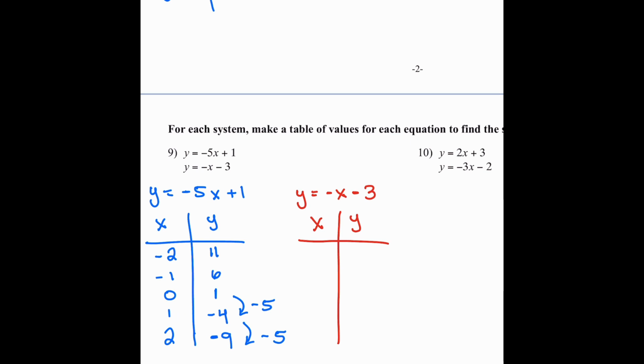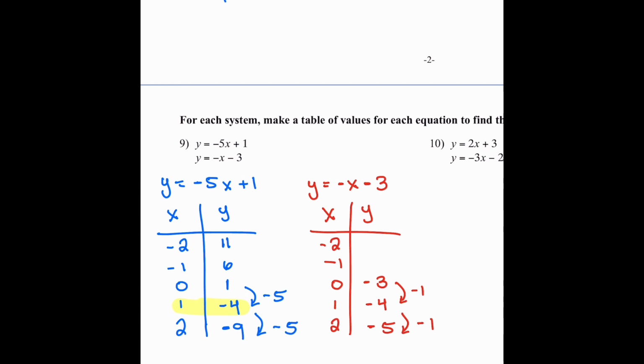For my other equation, I'm going to use my same x values. My y-intercept is -3, so that's where x is 0. And my slope of -1 tells me I'm going to be subtracting 1 each time. So -3 minus 1 is -4, and -4 minus 1 is -5. And it doesn't even look like I need to finish my table because I already see that they have the point 1, -4 in common. So 1, -4 is the solution to this system.